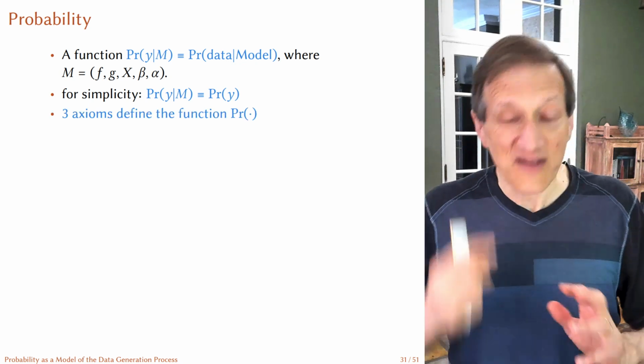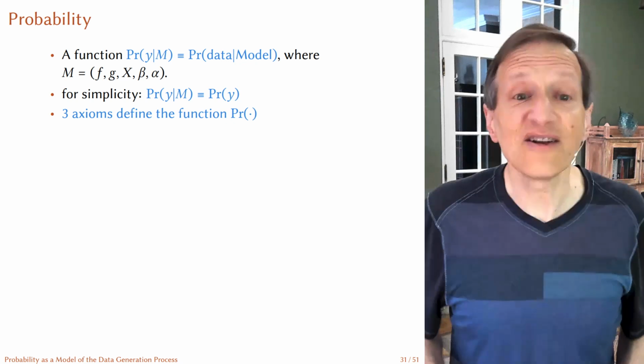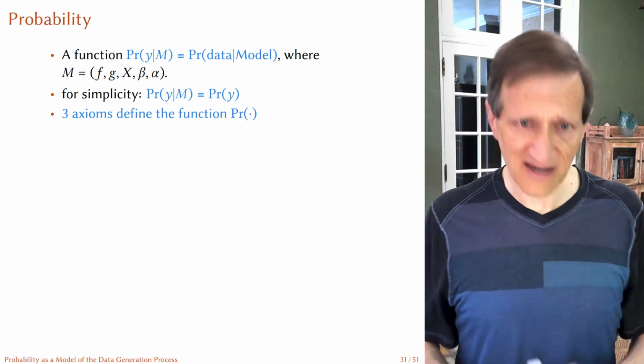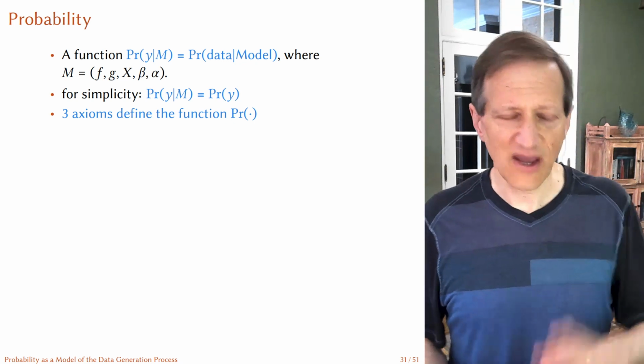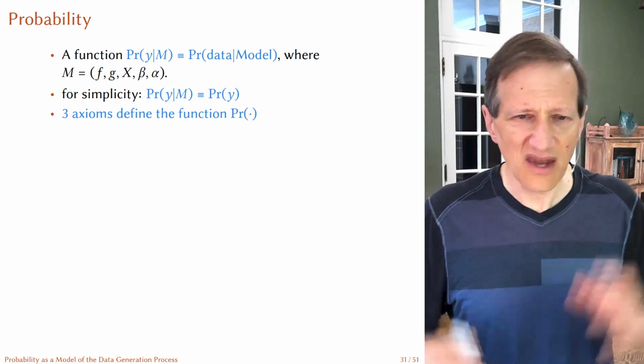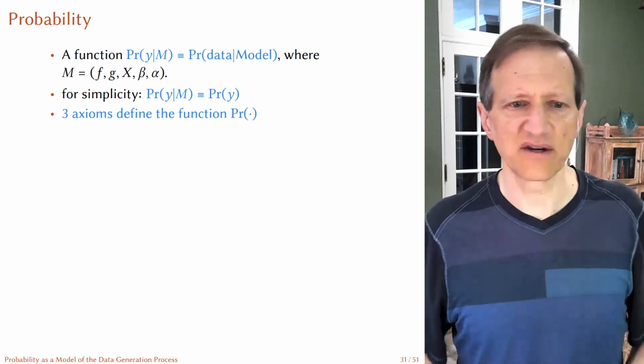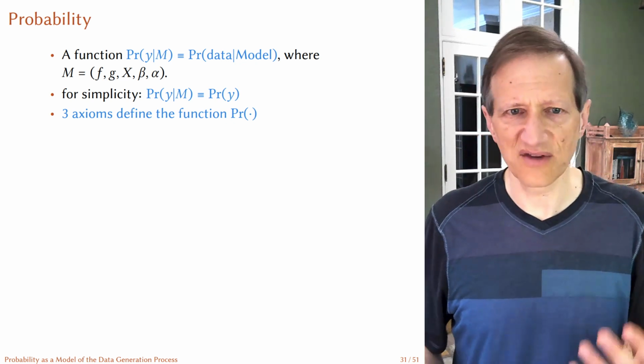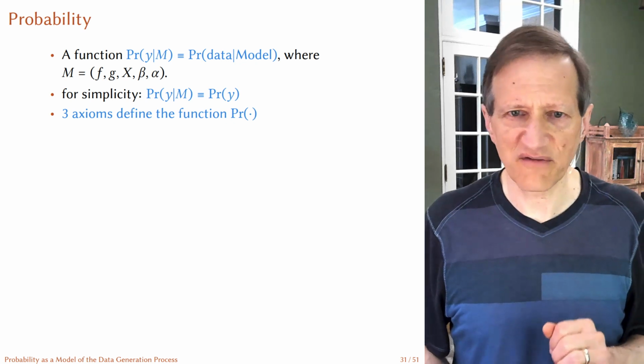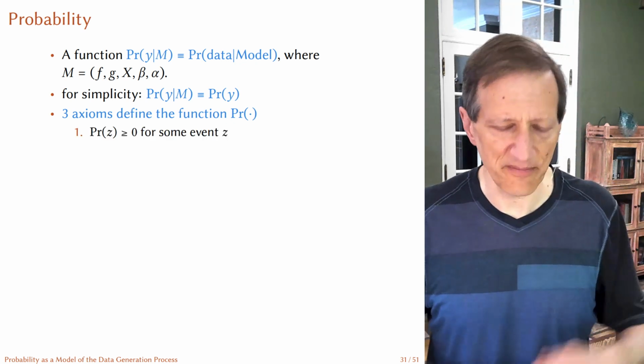All right, so where do you get that function? How do you define the function? Well, we're going to define it with 3 axioms. Now, an axiom is not an assumption. An axiom is just something we take for granted. Okay, so let me explain what that is. There's 3 axioms that define this probability, this function.